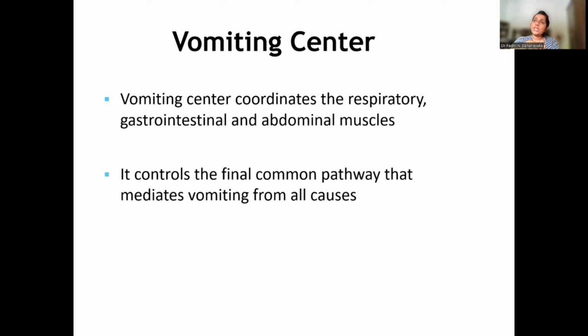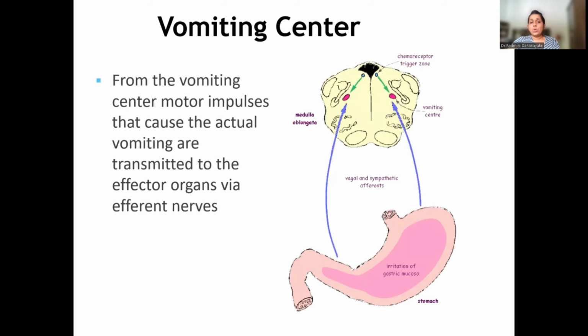So it controls the final common pathway that mediates the vomiting from all the causes. Okay. So now what will happen? The vomiting center will coordinate everything, all the stimulations from all the sensory organs, and it will cause the actual vomiting. You know that actual vomiting should happen at the end by your GI tract. Okay. So it is now transmitted to the effector organs via the efferent nerves.